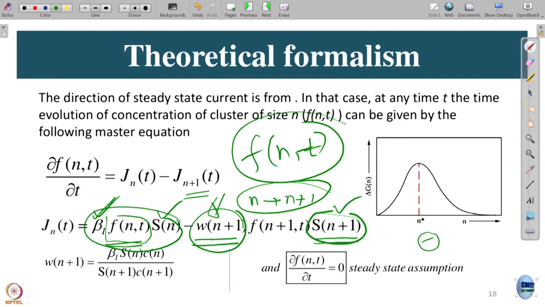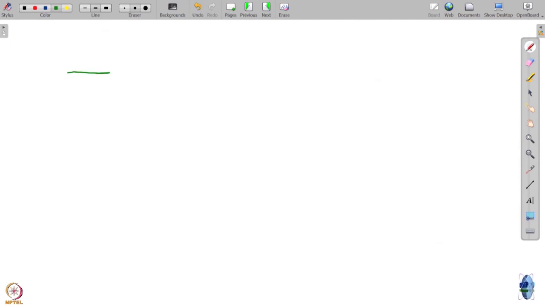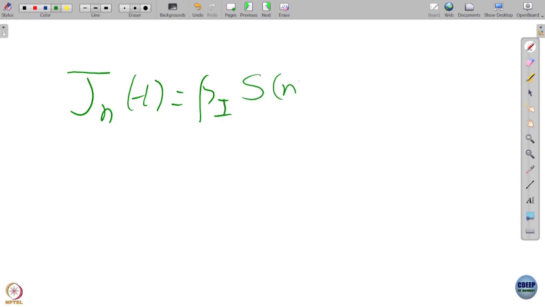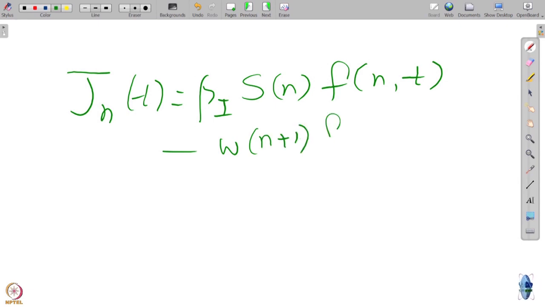Let me get a page to explain that. So Jn equals beta I Sn Fnt minus Wn plus 1 Fn plus 1 t Sn plus 1. Now we use something, I go back, I have to calculate this quantity, and this is another beautiful thing that we use a lot in your chemical kinetics undergraduate.